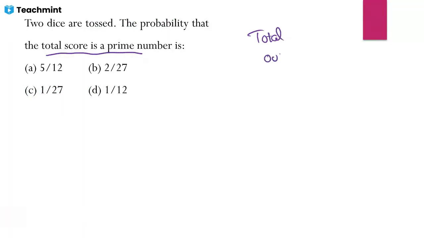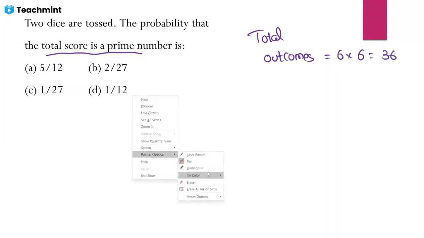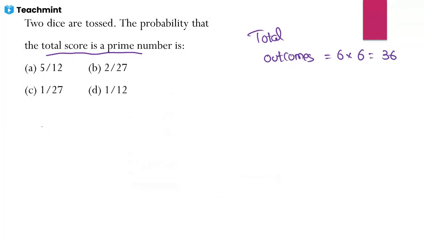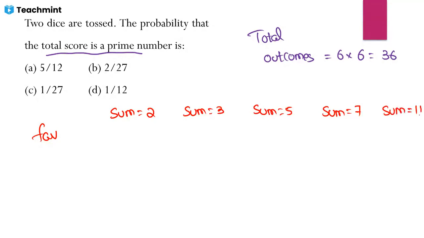When two dice are thrown, total outcomes is 36. Favorable is the score must be a prime number. Favorable, the sum must be a prime number, which means the sum must be equal to 2, sum of those two dice is 3, sum must be 5, sum must be 7, sum is 11. These are the favorable. Total score should be a prime number.